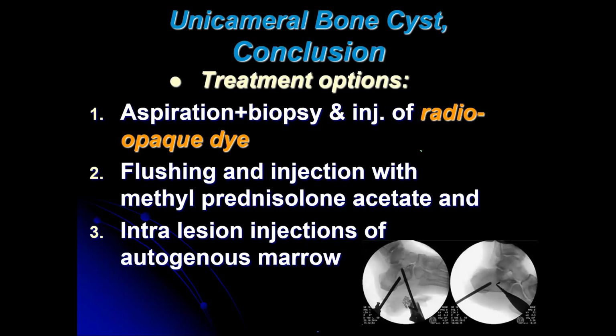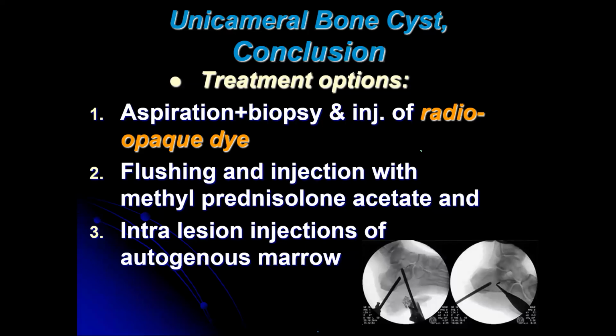Treatment consists, as I mentioned, of aspiration, biopsy, radiopaque dye, flushing, and injection with methylprednisolone. Intralesional injections of autogenous bone marrow also help. Let me tell you, because you are mostly young orthopedic surgeons, when you get such a cyst, it can occur in flat bones, it can occur in the humerus. What I do, I put 2 large 18 gauge needles, or at times I use the through-cut needles. I put one from both ends.